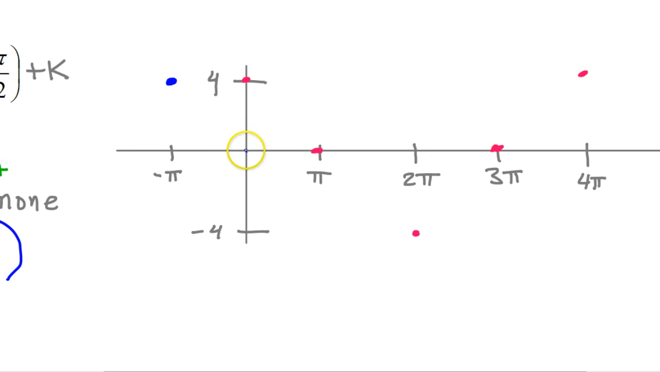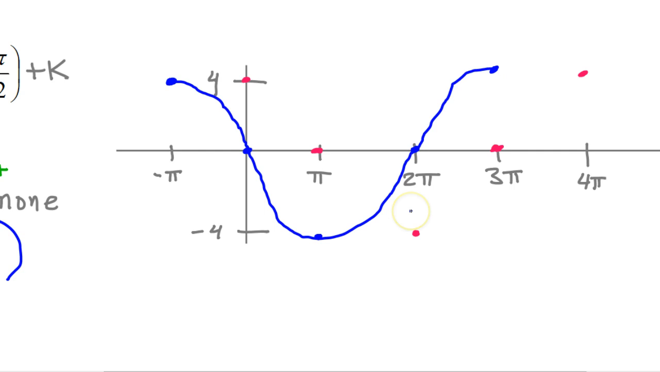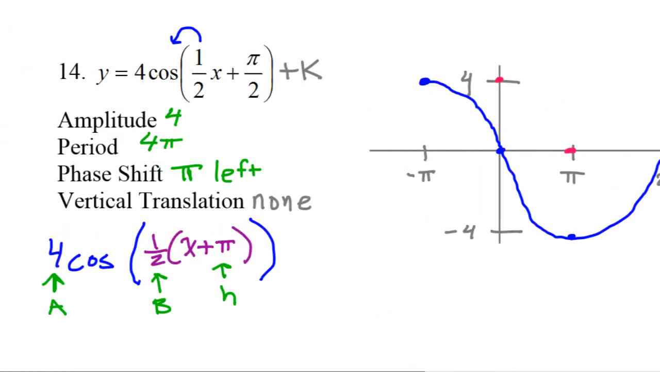I could say, oh, well now it's going to fall to the midline, and then to its lowest value, and back to the midline, and then its highest value. Or I could have looked at it as moving each one of these red points to the left one space. Same thing. Either way, this is going to be the final answer. This is what the actual graph is going to look like. Okay, so that's what your answer should look like for number 14.